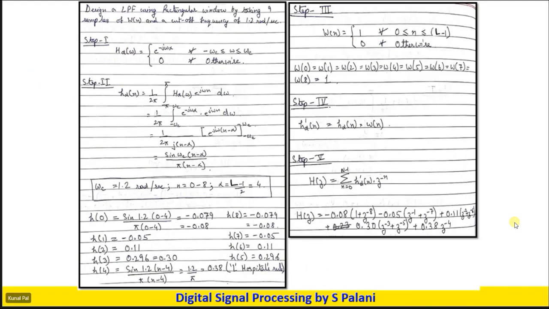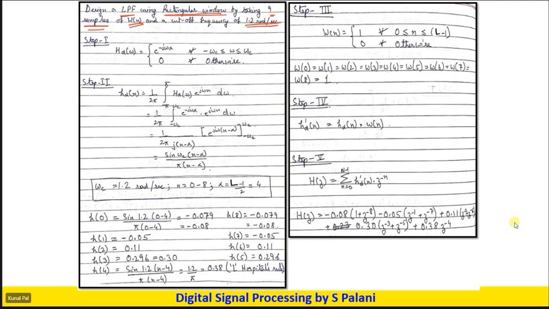Now let us take an example. In this example, the question is: design a low pass filter using rectangular window by taking 9 samples of Wn. Wn means window function, and a cutoff frequency of 1.2 radian per second. Just like our previous cases, over here also we need to look into the desired frequency response and all these things.